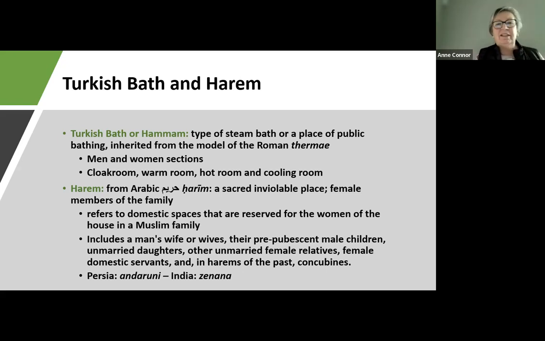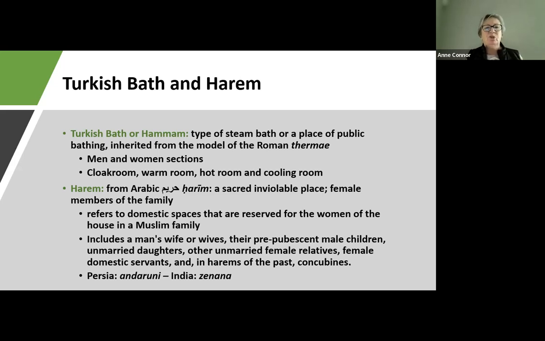The harem, which comes from the Arabic, was a sacred, inviolable place that was reserved for the female members of the family. And this would be mostly for people that were well off. Poor families couldn't afford that and often would not have more than one wife anyway. So it's typically for the aristocracy, for the Sultan or the rich merchant family.